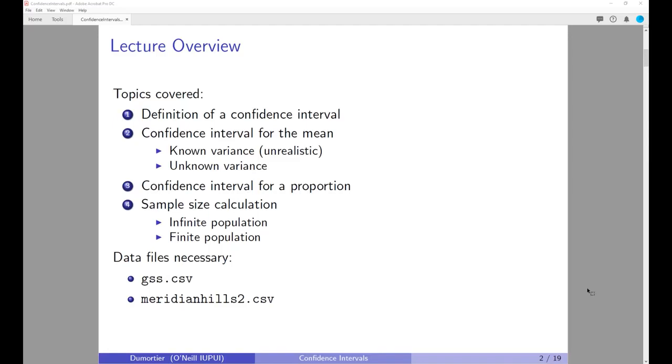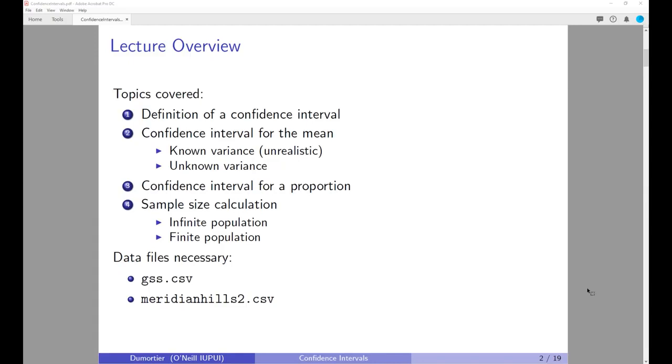The first case is where the variance of the population is known. Note that this is a very unrealistic case, but I'm still going to use it because I can explain the basic concepts of a confidence interval. And then we are going to look at the second case, the more realistic one, where the population variance is actually unknown and we have to estimate it.